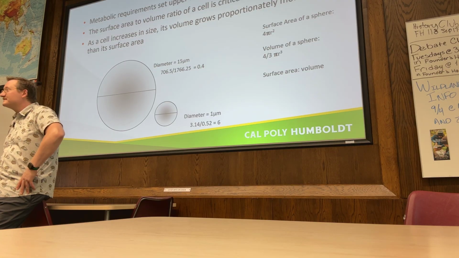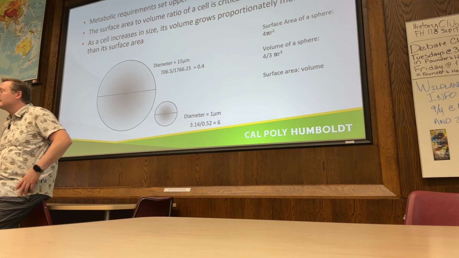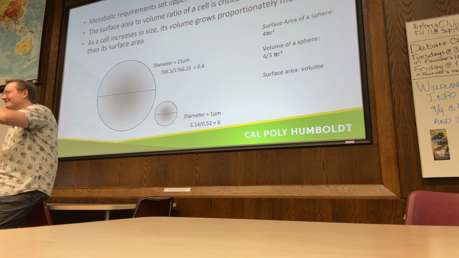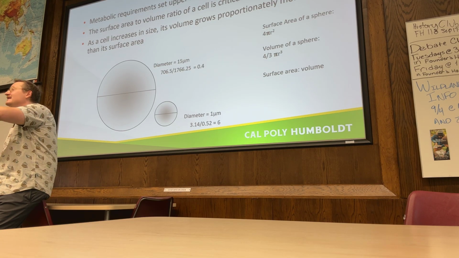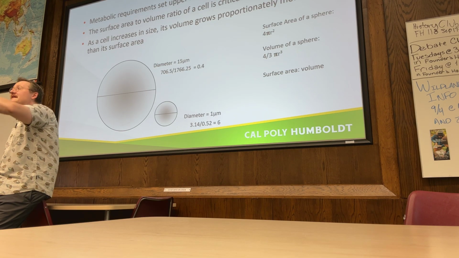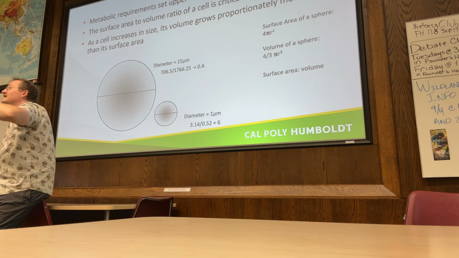Question, please. So does that mean that the larger cells struggle to meet the metabolic requirements because they have a harder time passing the? That's 100% correct. And I'm just going to repeat it because that's great. Larger cells can have trouble meeting their metabolic requirements because they have less surface area to get bad stuff out and get good stuff in.